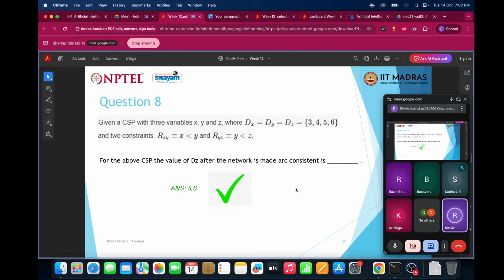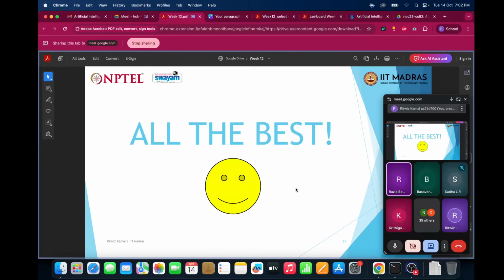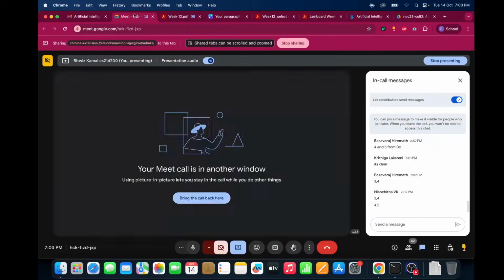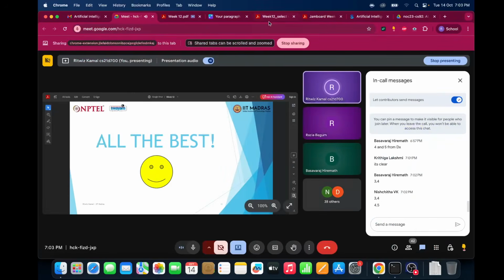So we now have some understanding of trying to solve a constraint satisfaction problem using the revise function and the arc consistency method that we just saw. This is the final slide that I had for today. But before that, I have a couple of more questions, so let's go to those first.